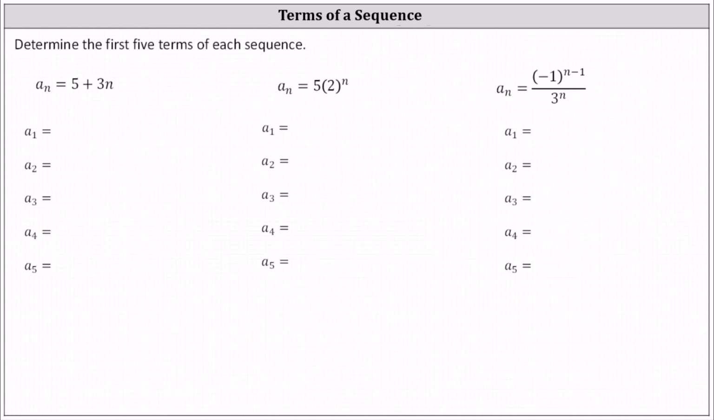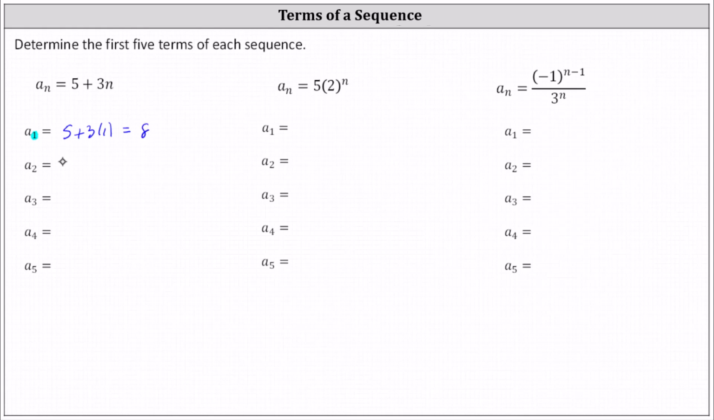Determine the first 5 terms of each sequence given the sequence formula. To determine the terms of the sequence, we substitute the value of n given by the subscript, which indicates to find a sub 1, we substitute 1 for n. A sub 1 equals 5 plus 3 times 1. Following the order of operations, we multiply before we add. Simplifying, we have 5 plus 3, which is 8.